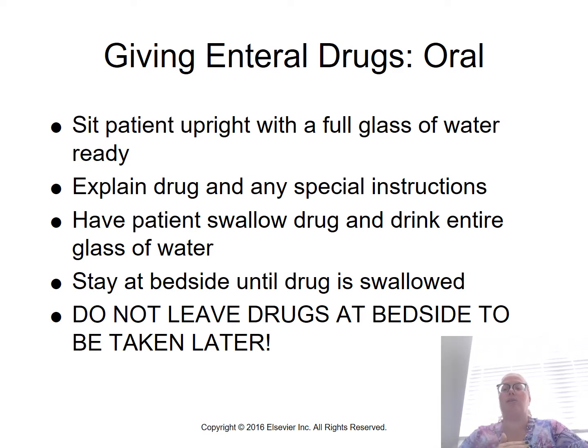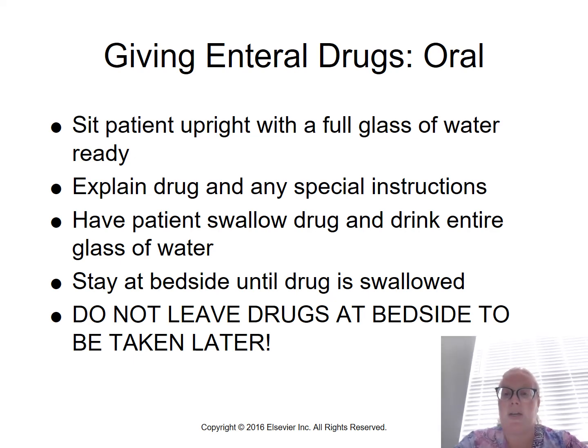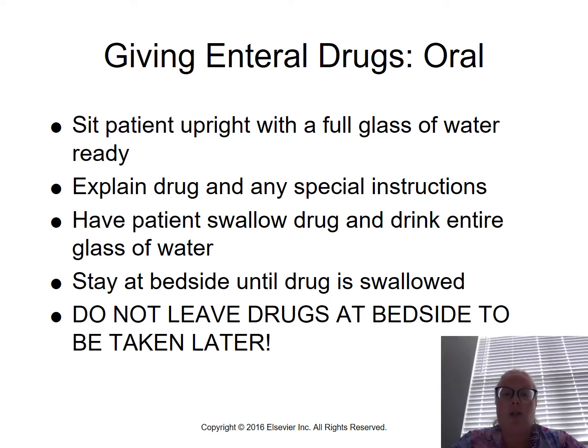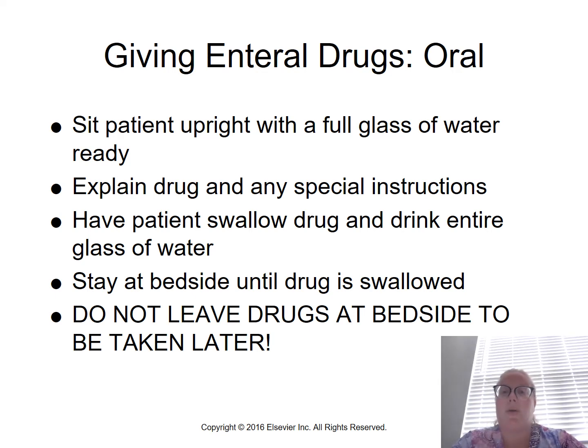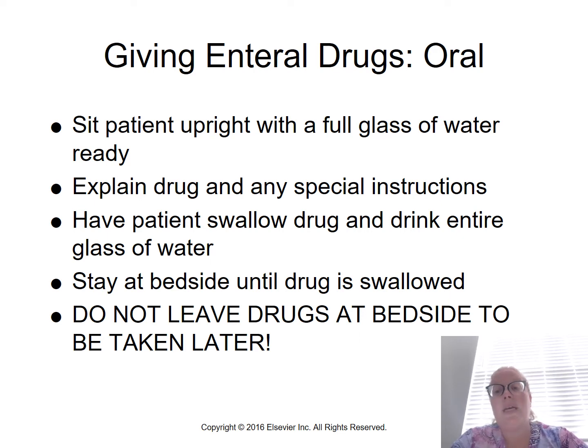So every single time you administer medications to a patient, no matter how long they've taken them, you need to explain what medication you're giving them and any special instructions. You also need to, as we discussed, have the patient swallow the medication and drink the entire glass of water. Could be easier said than done, but we at least need to try. You need to remain at the bedside until the entire drug is swallowed. You want to ensure that the patient receives the full dose of the prescribed medication.